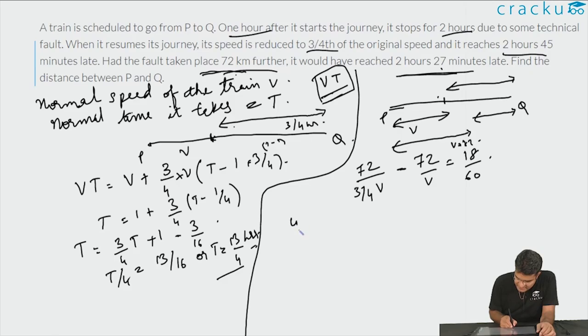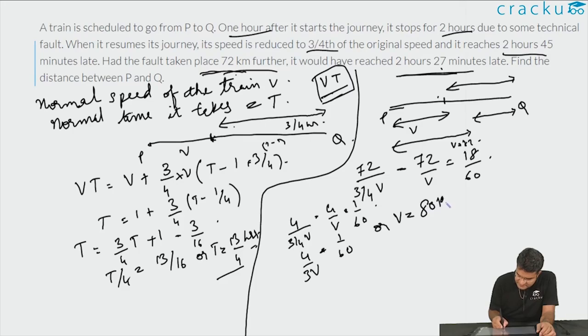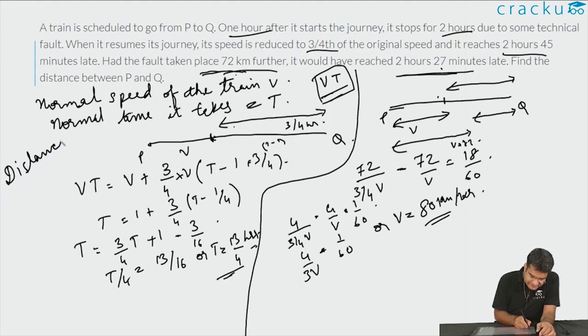So this will be 4 by 3/4V minus 4 by V is equal to 1 by 60. Or this is 16 by 3V minus 4 by 3V, this is 4 by 3V is equal to 1 by 60, or V is equal to 80 kilometers per hour. So we know V and we know T. Therefore, the total distance between P and Q is just V into T, which is 80 into 13 by 4, which is equal to 260 kilometers.